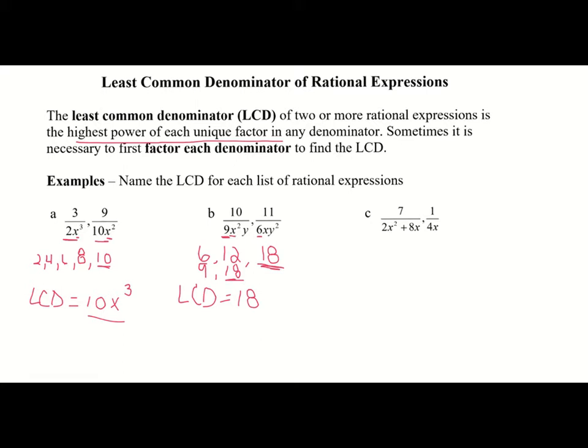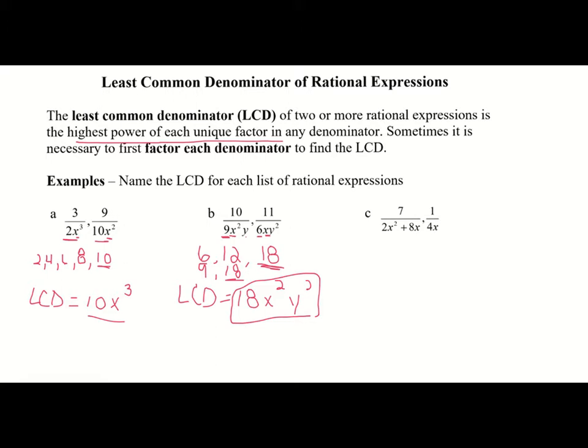They both have x's, so we definitely have to include an x. We have x squared or x. Remember, you want the highest power, so we're going to do x squared. Y squared and y, we're definitely going to choose the y squared. So this would be our LCD for B.